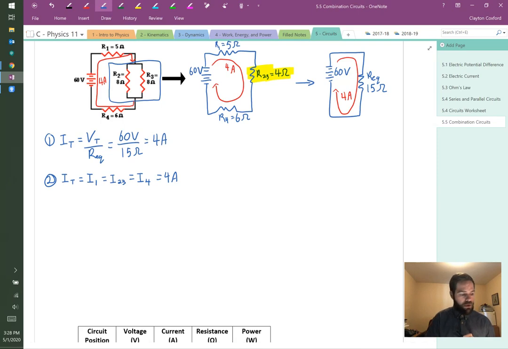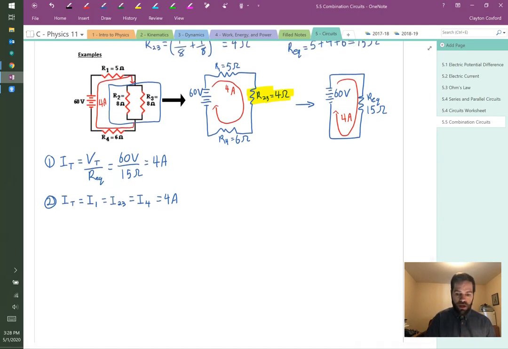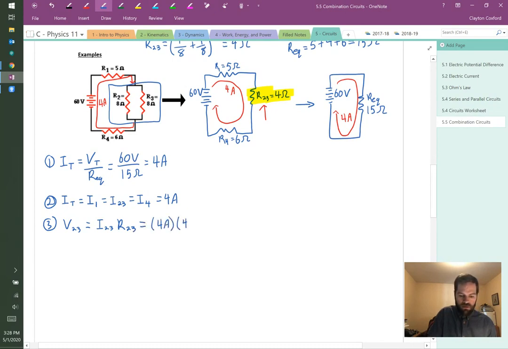So the next thing we can do, though, is because we know that 4 amps of current flows through this resistor here, we could figure out the voltage drop across that equivalent resistance. We can figure out the voltage drop across resistor 2,3, and that's using Ohm's law. If we know the current and the resistance, a current of 4 amps going through 4 ohms of resistance, there's going to be a 16 volt drop across that equivalent resistance.